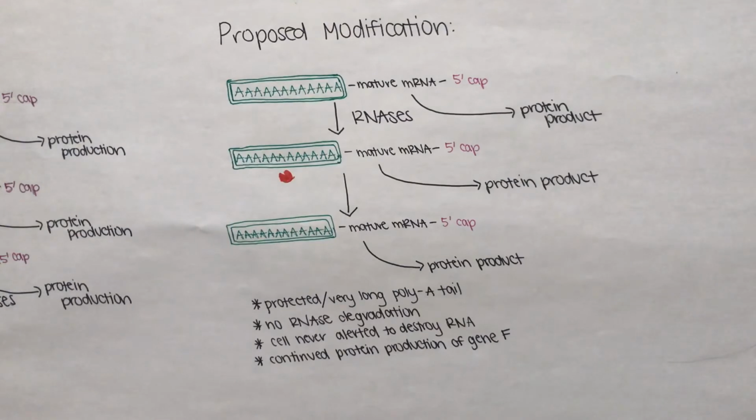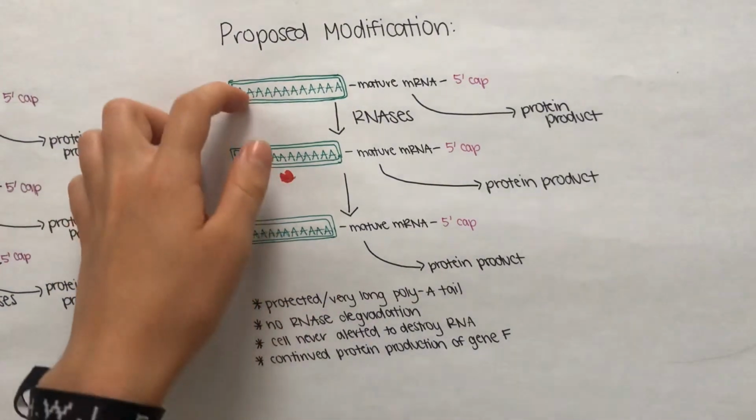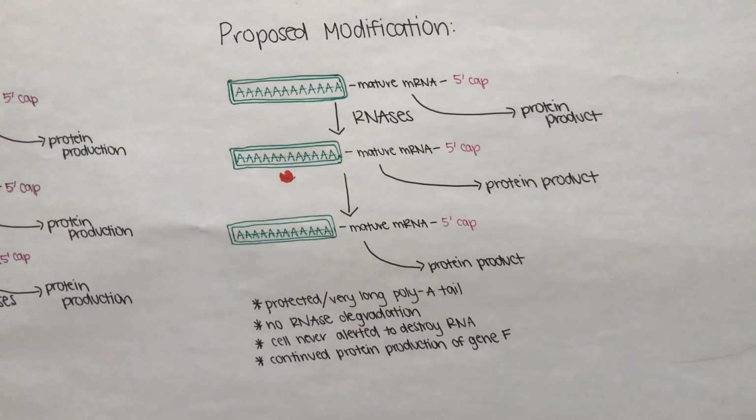It is possible that the mRNA transcribed from gene F has a mutation that causes it to have a very long poly-A tail, or one that is resistant to being chewed away by RNases, as shown here. This means that the cell would keep around the mRNA from gene F much longer and produce much more of its protein because the poly-A tail is not being degraded to the critical point that would notify the cell that it is time to degrade the mRNA.